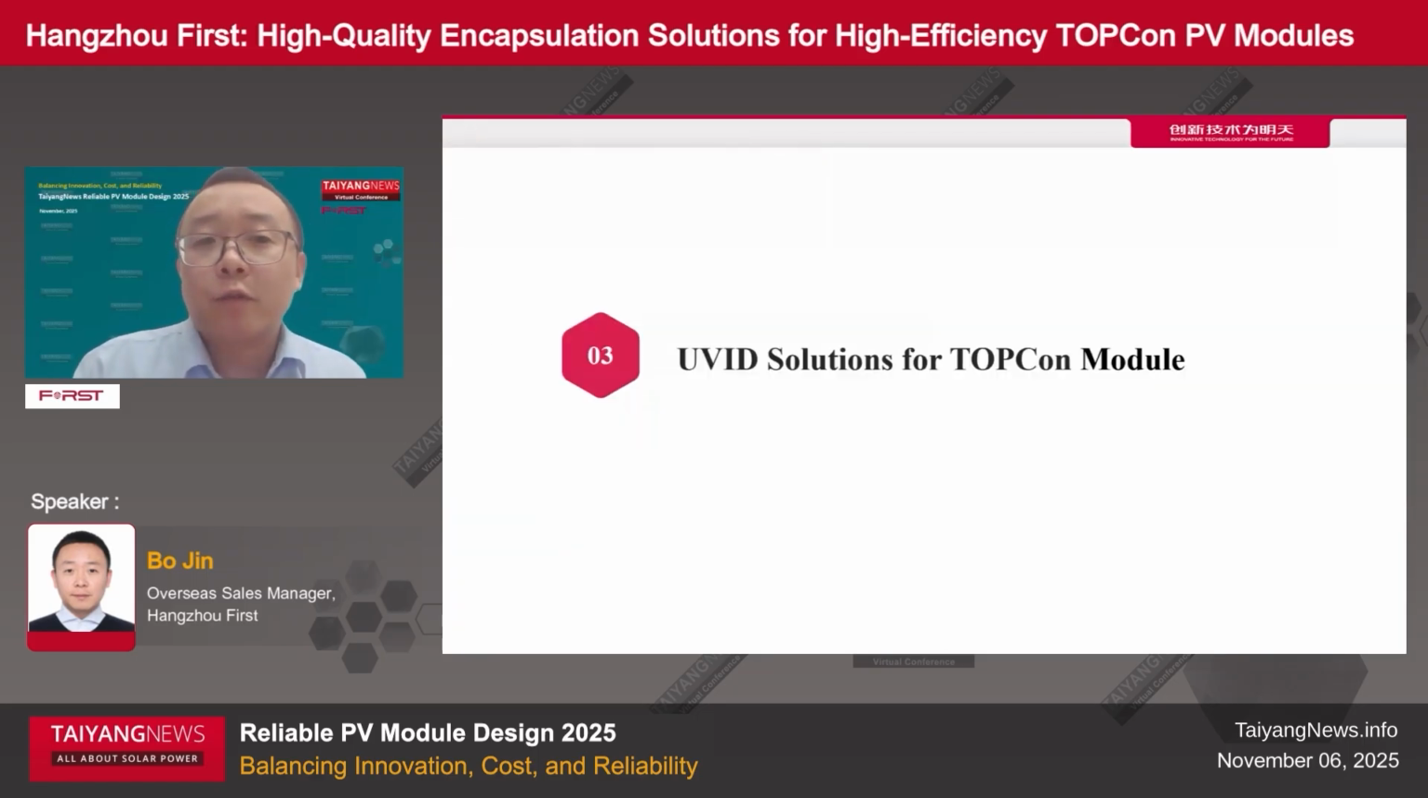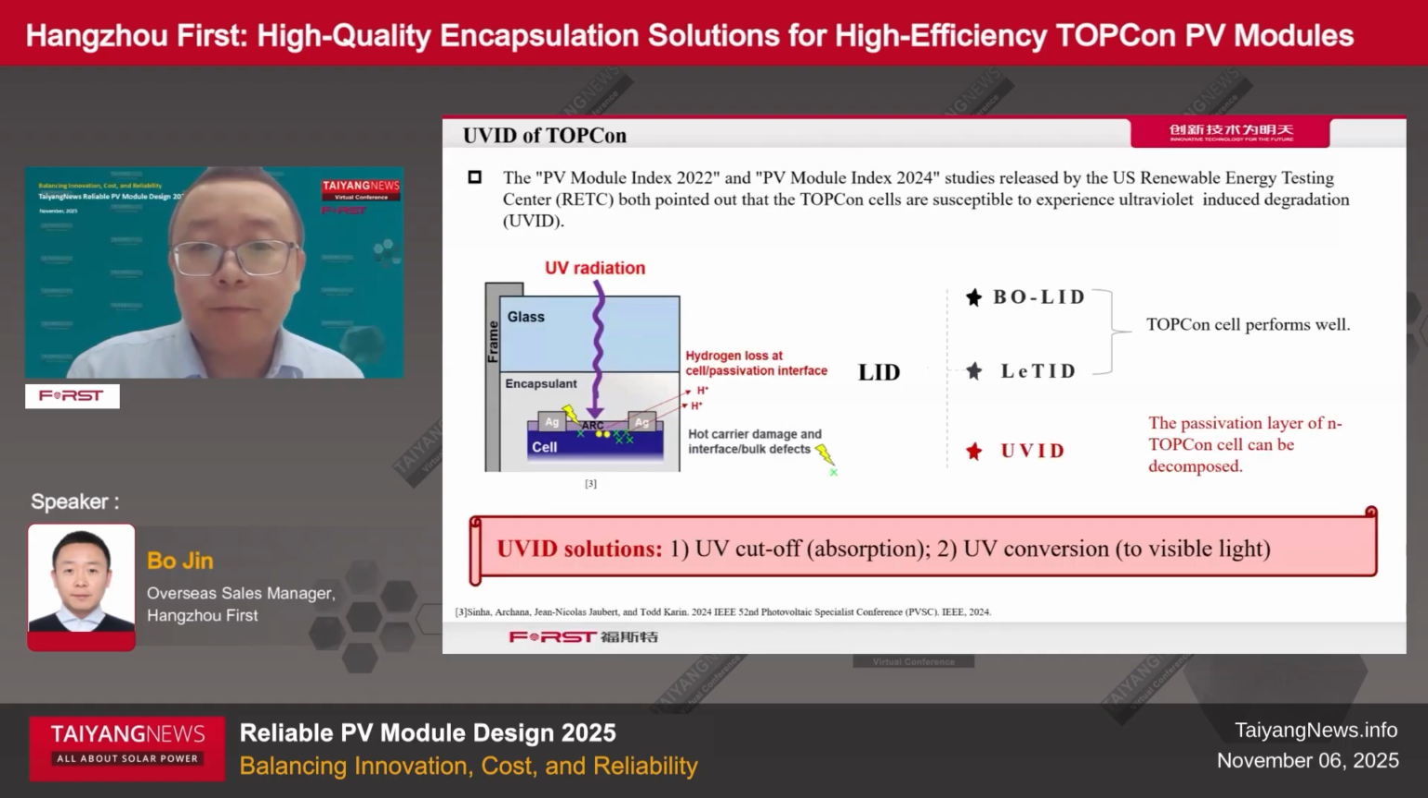And then we switch to part 3, the UVID solutions for the TOPCon module. The TOPCon cell is also afraid of UV light. The passivation layer can be decomposed by UV radiation. For this kind of situation, we have two solutions. One is to cut off the UV, and the other one is to convert the UV.